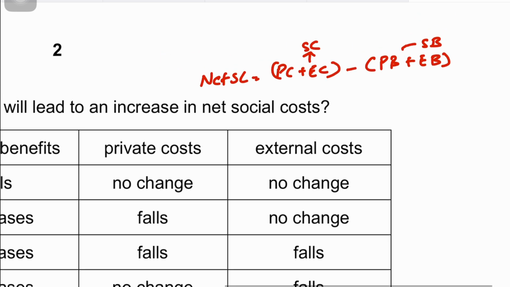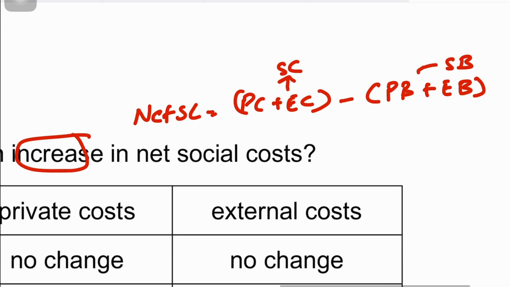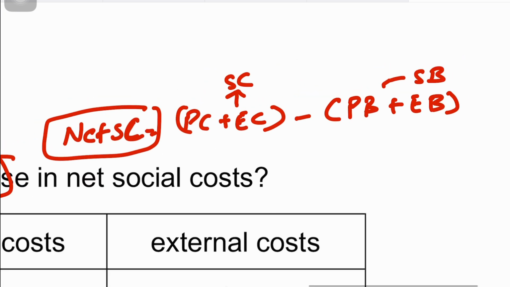And so if they're asking which combination will lead to an increase in net social cost, which means that your net social cost is going up, net social cost could go up if your social cost goes up or your social benefit goes down.